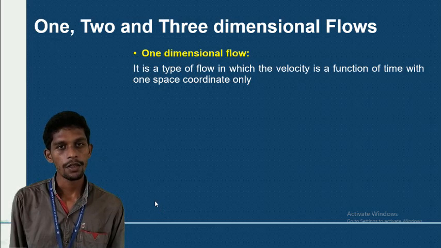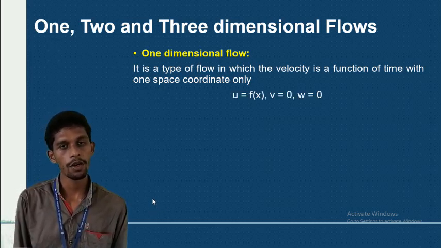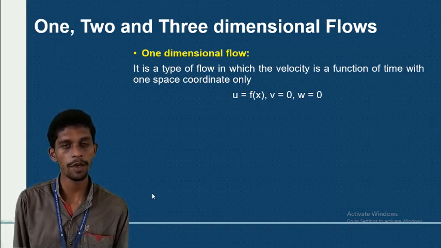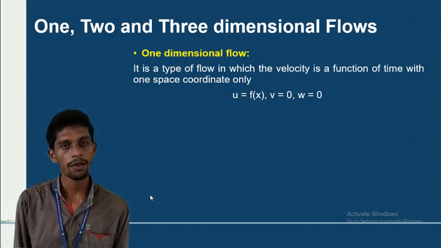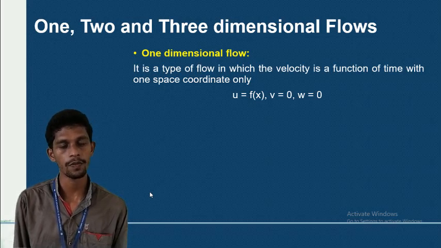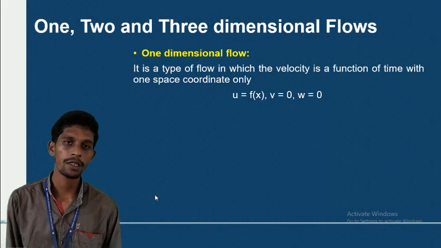Here you can see the equation u equals f of x, where u means velocity. If you consider the x direction, the remaining are 0: y is 0, that means v, the velocity in the y direction, is 0, and the velocity w in the z direction is 0. Clear? What about two-dimensional flow?